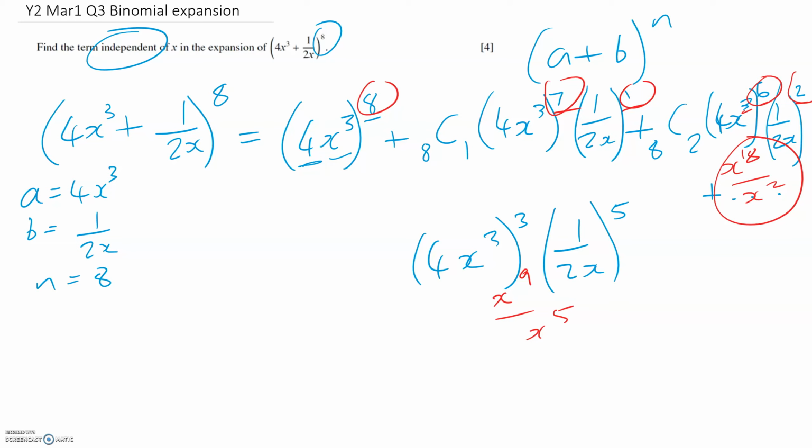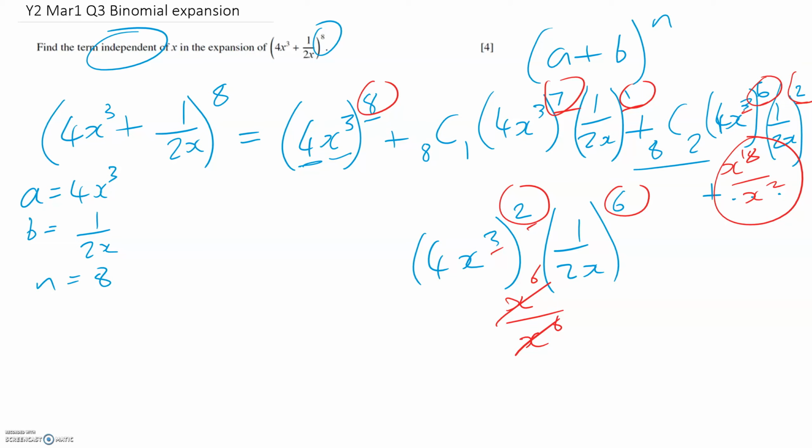So let's have a look at what the term after that would be. We change that to being a 2 and a 6. Remember, these two powers have to add up to 8. So when that happens, we'll have x to the power of 6 by doing 3 times 2, and we'll have x to the power of 6 on the bottom as well. So when we do this term, the x's will cancel, and so this will be the term we want.